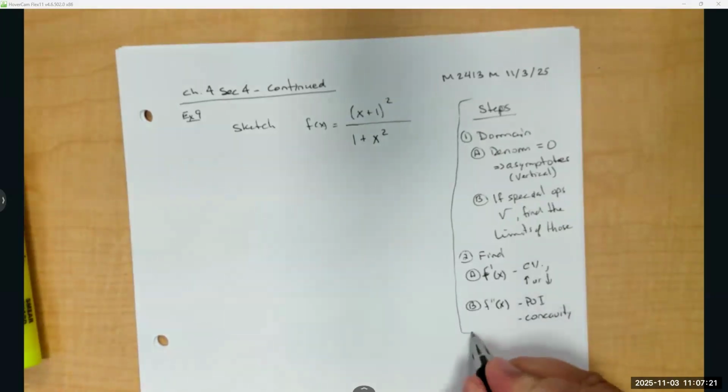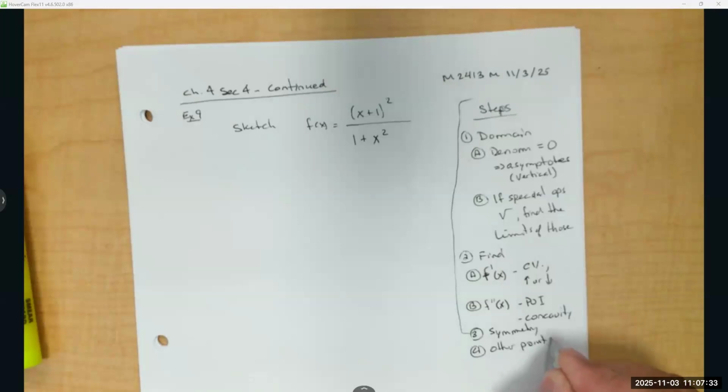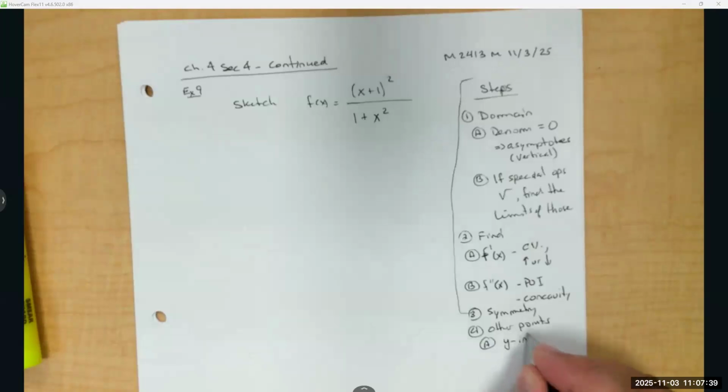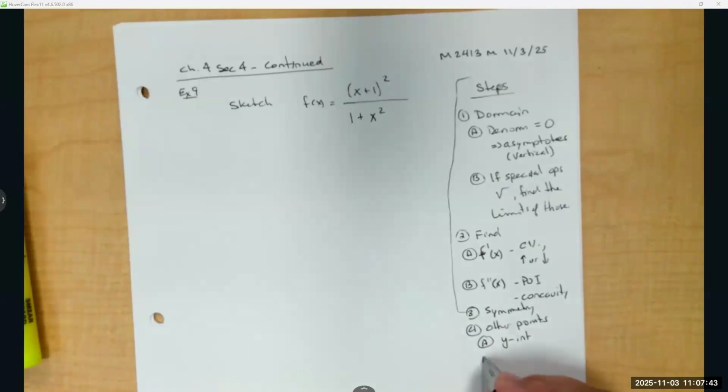And then, of course, we're going to look for any symmetry and then other points. Whereas, if I look at the function, we know we can find the y-intercept and other values of our points.